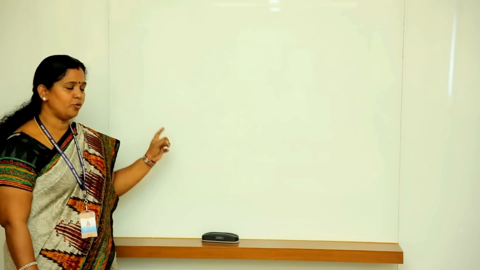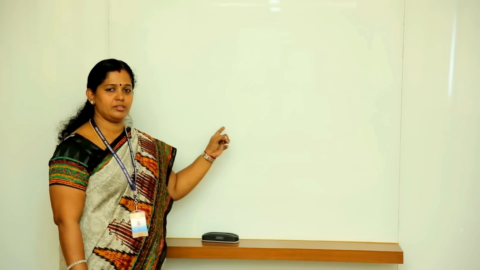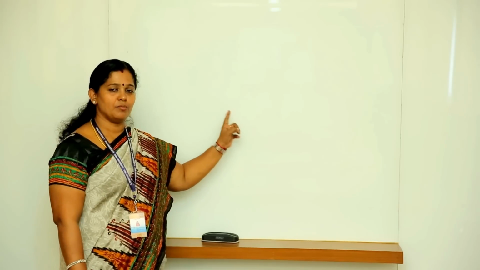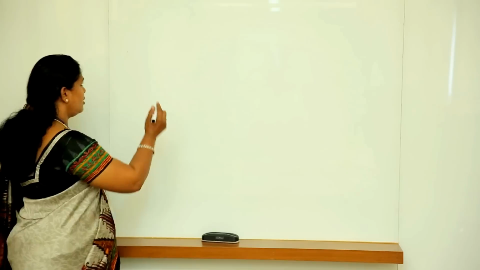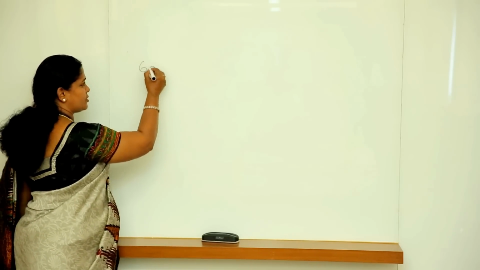Let us take now one more example to find out the number of factors, number of odd and even factors, sum of the factors, sum of odd and even factors. So, let me take the number 60.